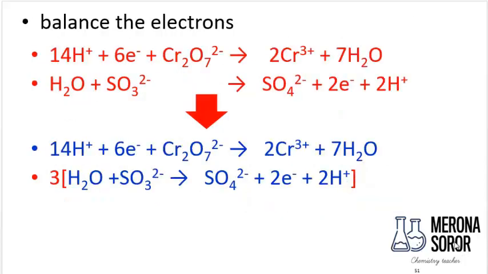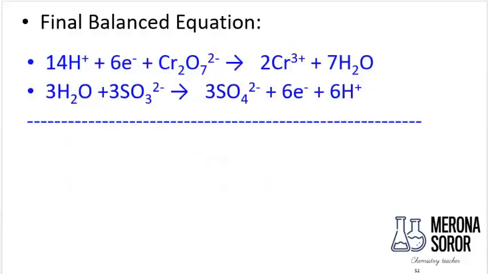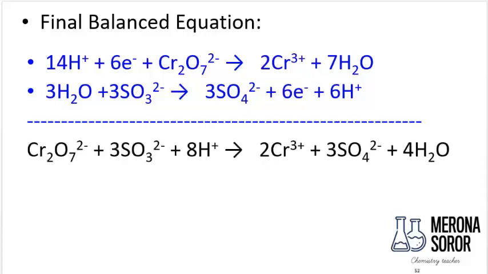The first equation contains 6 electrons. The second equation has only 2 electrons. So the second equation must be multiplied by coefficient 3 to give the same number of electrons in the two reactions. After multiplying the second equation by 3, now we can add the two half equations to each other to find the final balanced equation. This is the final balanced equation.